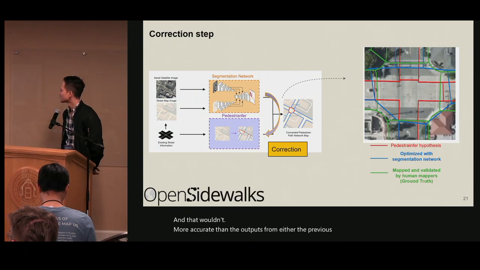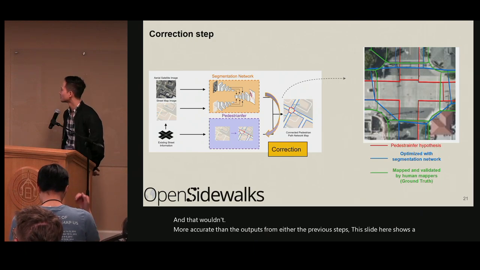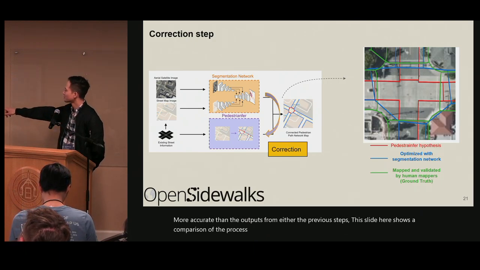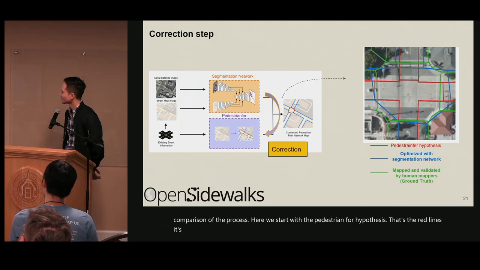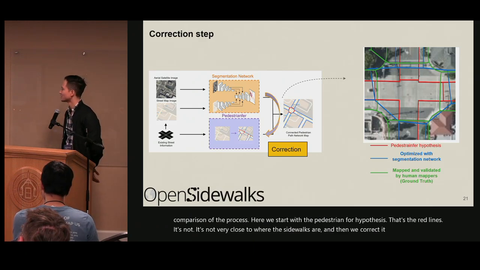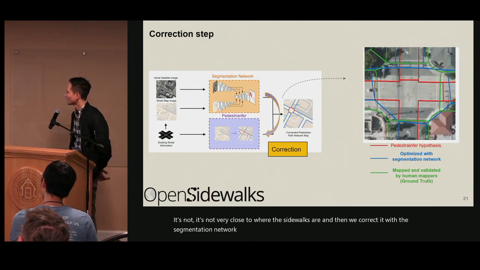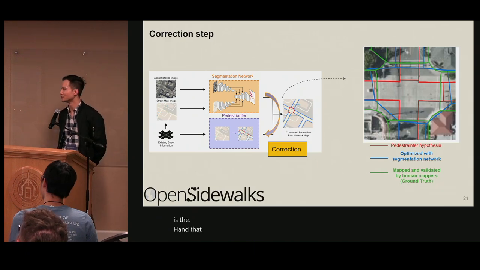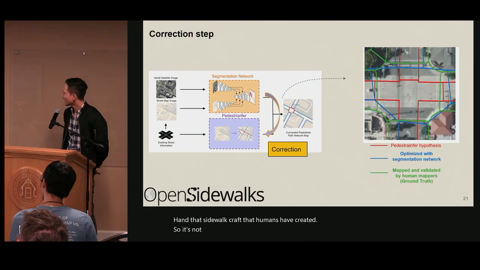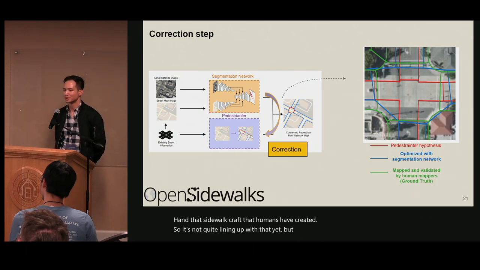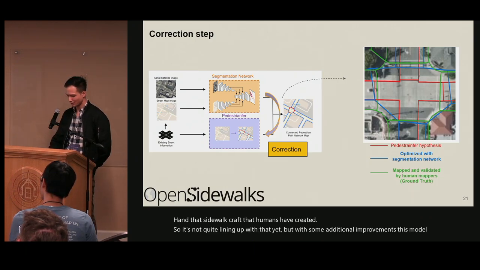This slide here shows a comparison of the process here. We start with the pedestrian infer hypothesis. That's the red lines. It's not very close to where the sidewalks are. And then we correct it with the segmentation network, and we get a blue line. And that brings us a lot closer to the green, which is the hand-mapped sidewalk graph that humans have created. So it's not quite lining up with that yet, but with some additional improvements, this model can get pretty close.